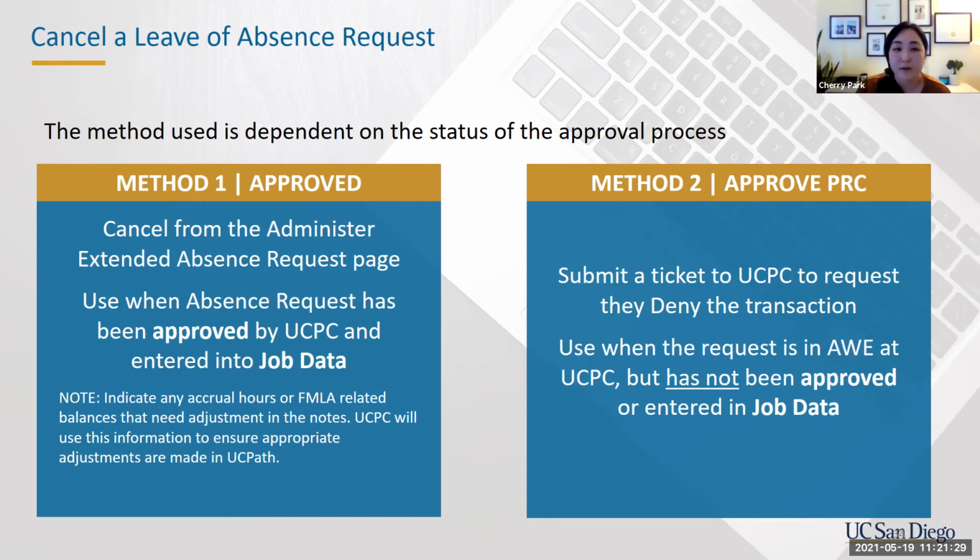Method 1, cancel from the administer extended absence page or request page. Use when the absence request has been approved by UCPC and entered into job data. And method 2 is you'll want to submit a ticket to UCPC to request they deny the transaction. You'll use this when it is in AWE at UCPC, but has not been approved or entered into job data.